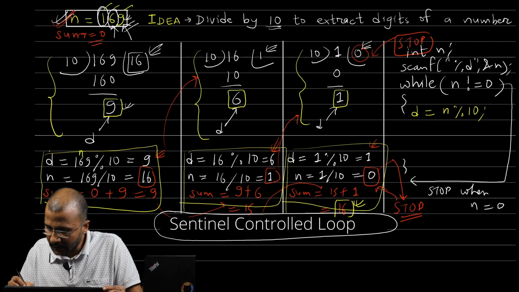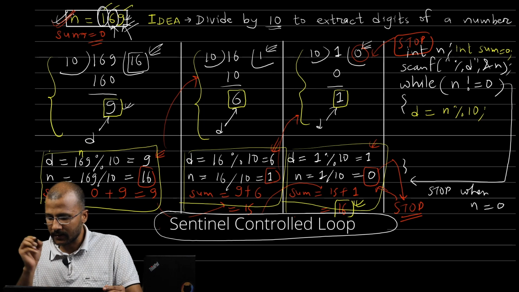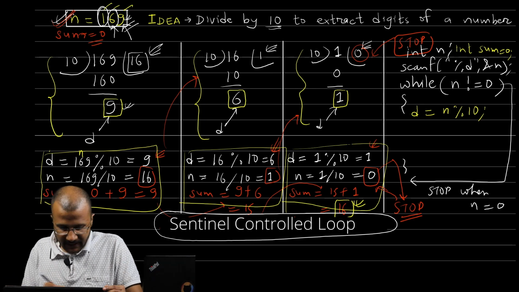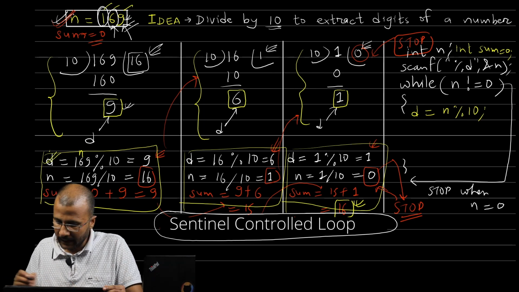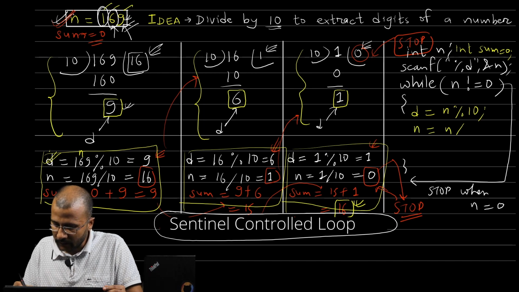Okay, so initially let me create a variable sum. Here let sum be the variable, initialized to 0. Okay, initially sum is 0. Now I find the digit is done. Then the new value of n would be the old value of n divided by 10.